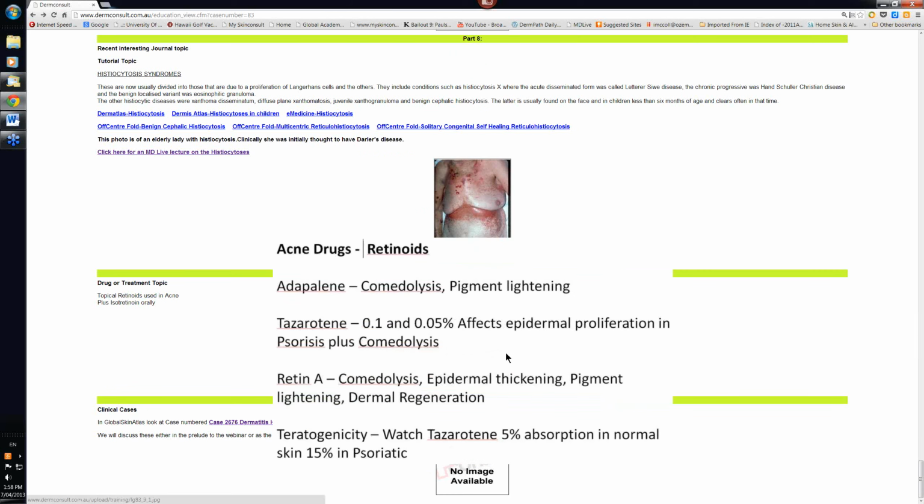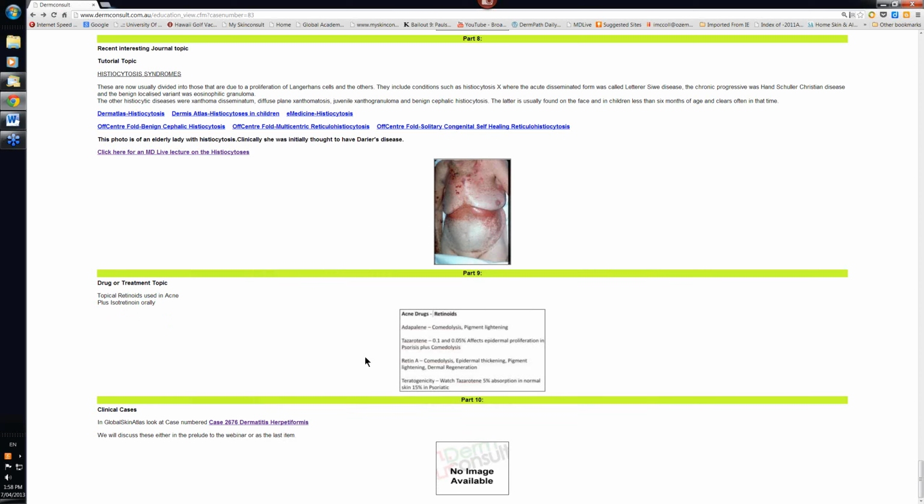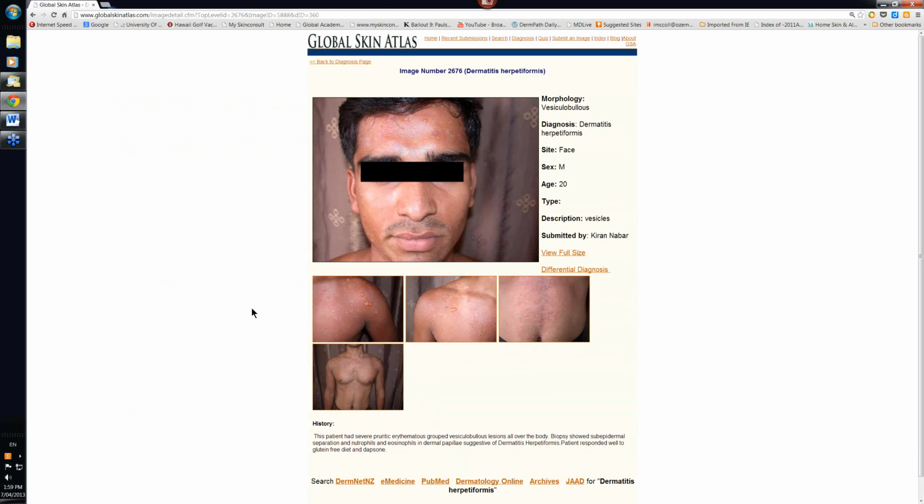The drug and treatment topic, I hope to do this in the actual webinar itself. We'll have a little look at the topical retinoids and what they can do. And we'll also get another slide up there on isotretinoin and have a little chat about the side effects of isotretinoin as well. And we didn't get a chance to do this case the last time. There is a case in Global Skin Atlas of dermatitis herpetiformis. Worth having a look at it.